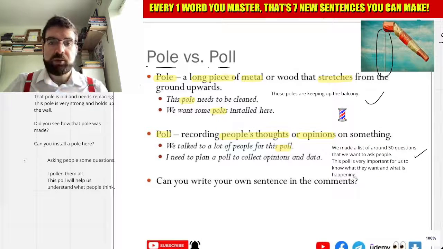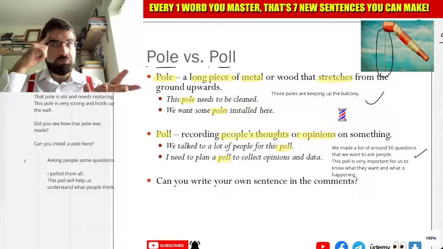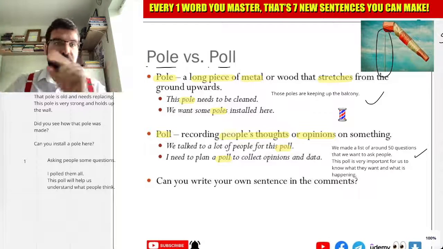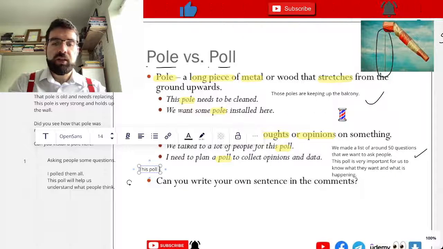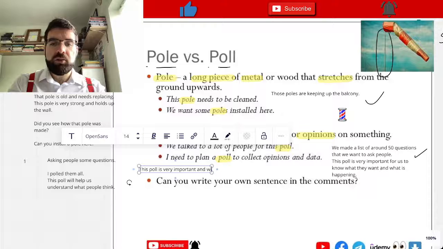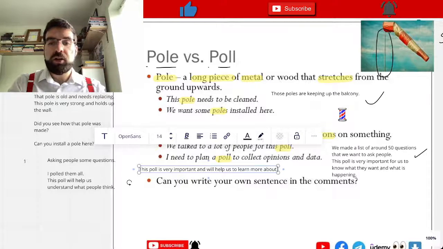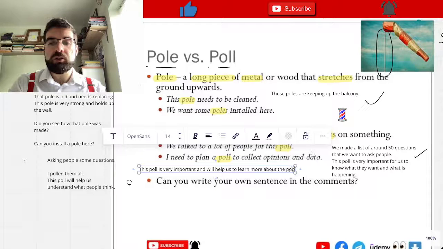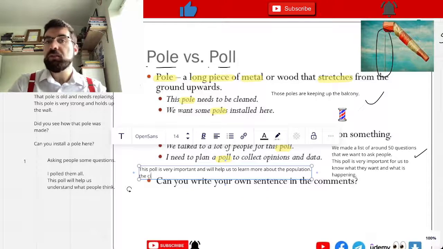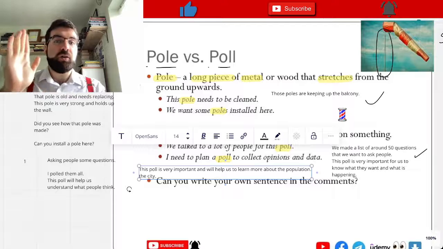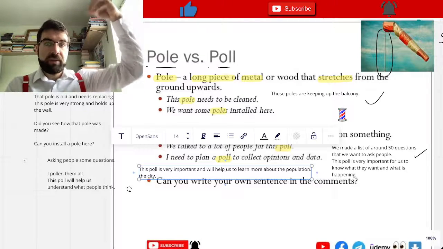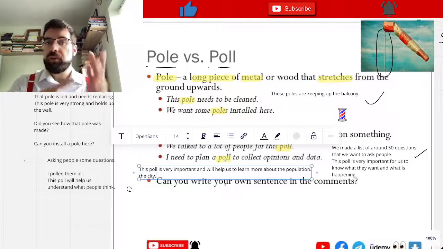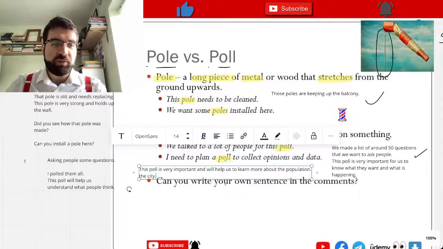So I need to plan a poll to collect opinions and data, numbers. So this poll is very important and will help us to learn more about the population, the world, the city. These questions, this poll. So a pole and a poll. How cool is that, language explorers?